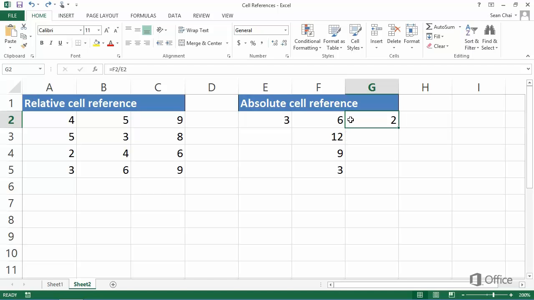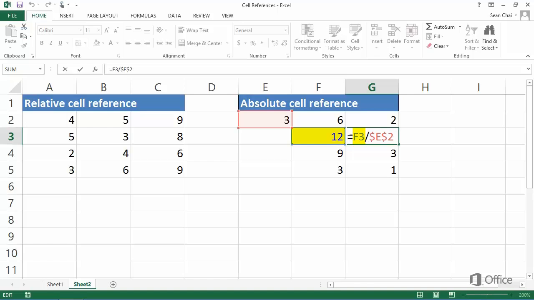To make E2 an absolute cell reference, I type a $ sign before the E and a $ sign before the 2 and press Enter. Now when we copy the formula, we get the results we expect. When we look at the formula in G3, the first cell reference did update, as expected, but the E2 absolute cell reference didn't update. Neat!